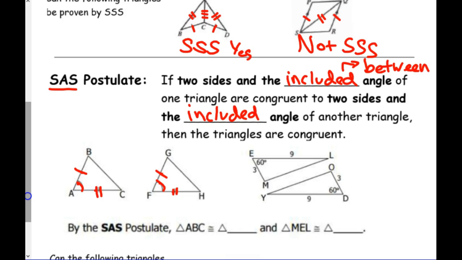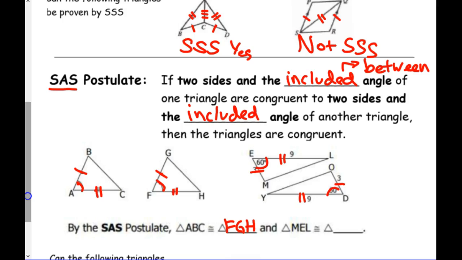Even if there's numbers. 3 and 3 is a side. 60 and 60 is an angle. 9 and 9 is a side. Side, angle, side. You just go along the perimeter, along the edge to see that. So, ABC is congruent to what? There we go. So ABC is congruent to FGH. That's right.